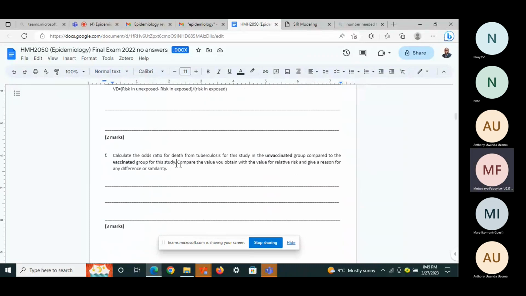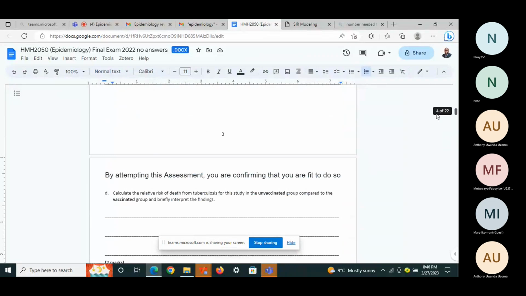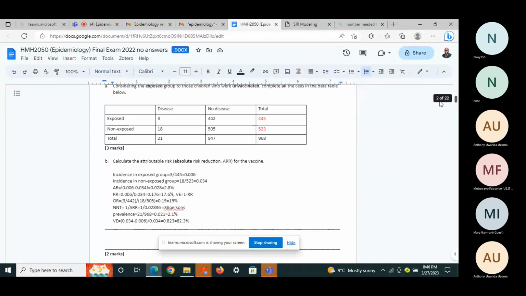Now, it says calculate the odds ratio, then compare the value with relative risk and give a reason for any difference or similarity. So let's see, is there any difference between them? The one we did before. Our odds ratio is 19 and our relative risk is 17. They are almost the same.